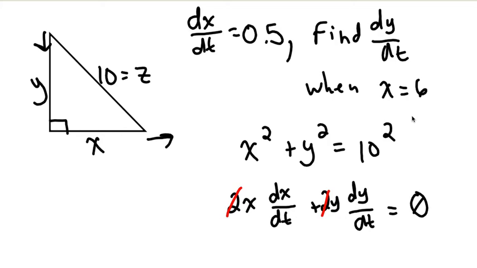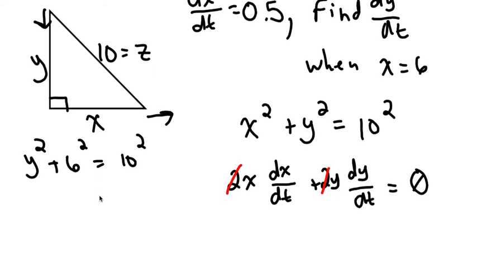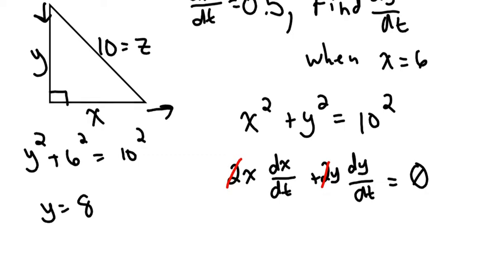So I have x is 6. I know dx dt is 0.5. I'm looking for dy dt. That's what I'm trying to find, but I don't have a number for y. So how do we find out what y is? Well, I have a right triangle here, and like we said, we're using the Pythagorean theorem, so y squared plus x squared, well, x is 6, so 6 squared is equal to 10 squared. So Pythagorean theorem, however many steps that takes you, you should be able to figure out that y is equal to 8. All right, so now we're ready to plug numbers in.